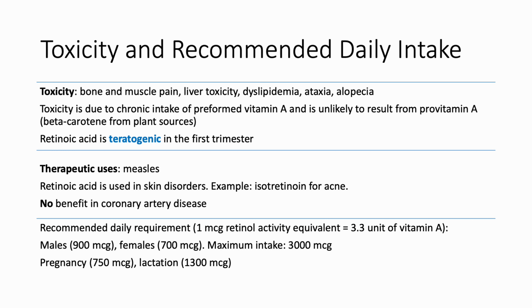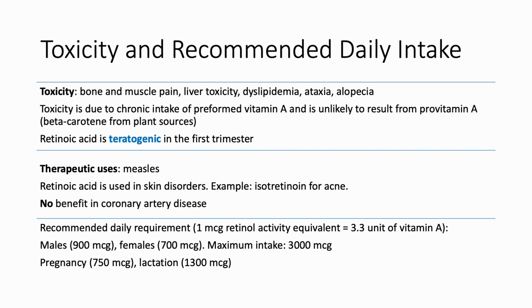Now, toxicity usually happens when people take supplements, or if they're taking a lot of preformed vitamin A from animal sources. It's unlikely to result from provitamin A because the organism or humans will turn it slowly into active vitamin A. So it's very hard to get toxicity, say, from eating too many carrots. It's important to know that retinoic acid is teratogenic, meaning it causes problems with the fetus in the first trimester of pregnancy.